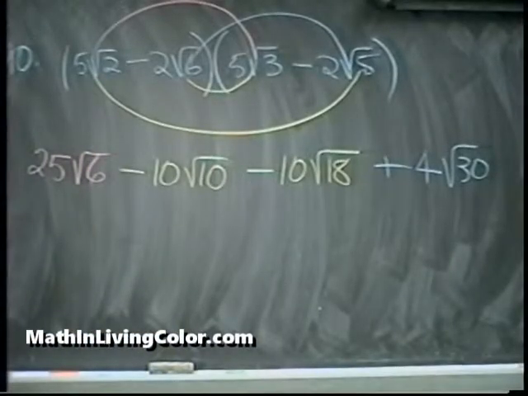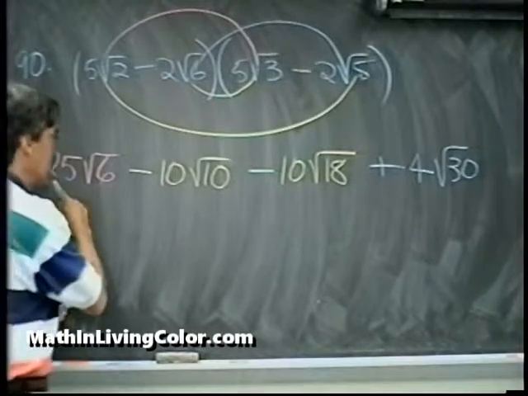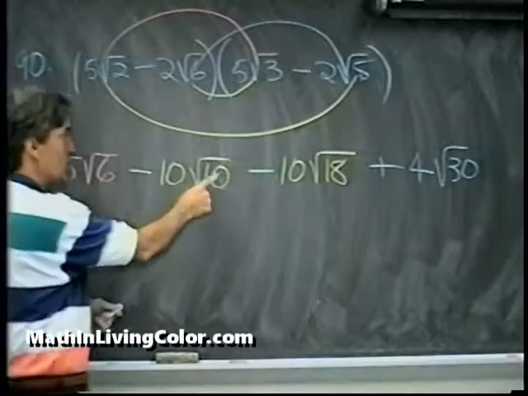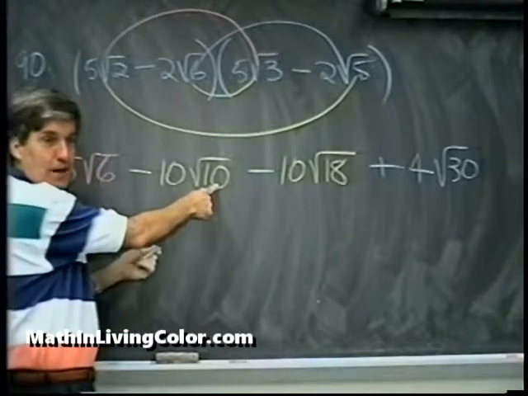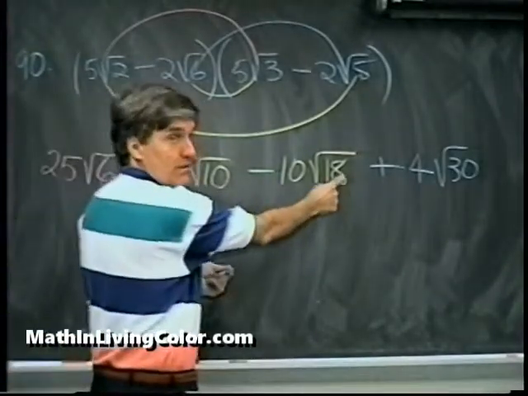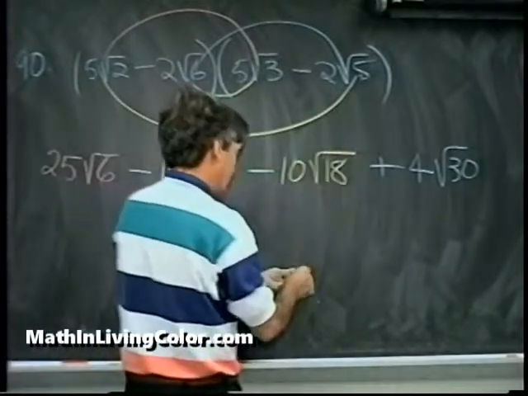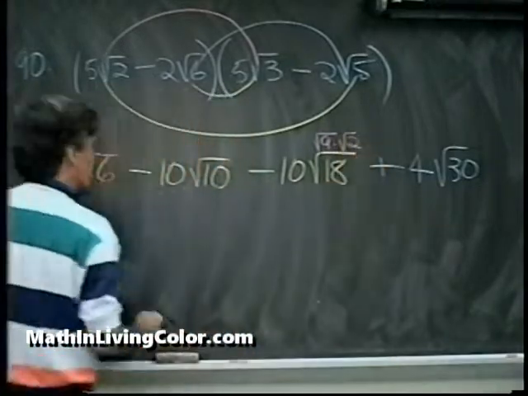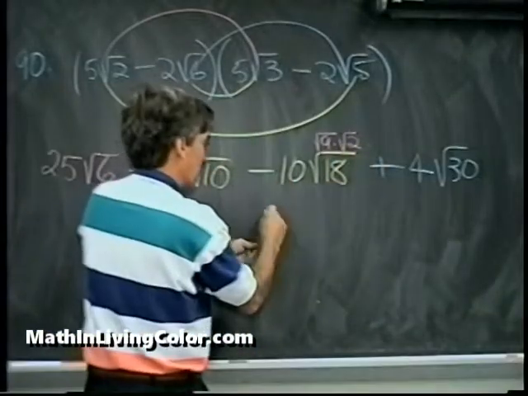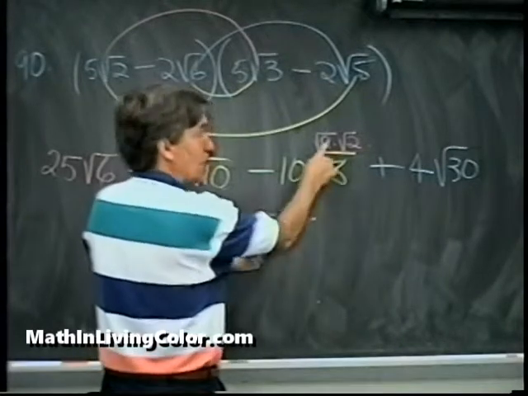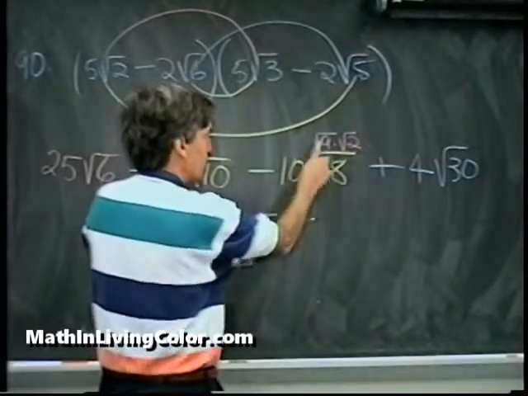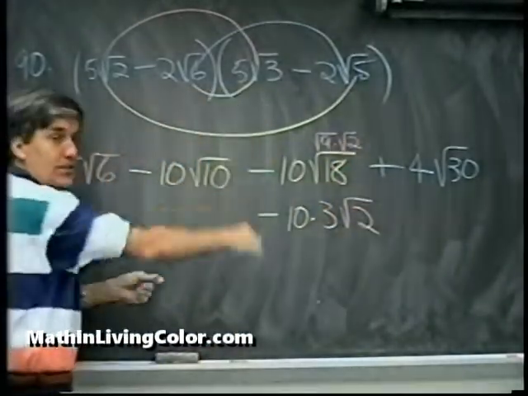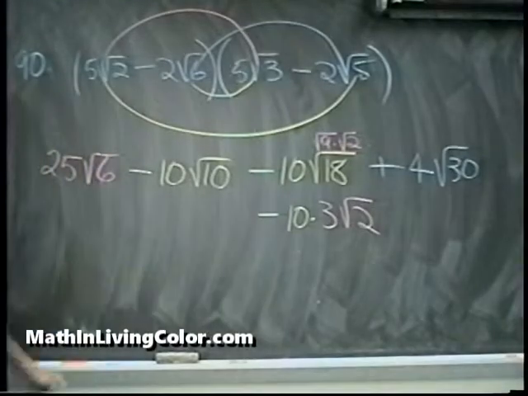Or are we? There's one thing that needs to be done in this. The square root of 6 doesn't simplify because that's just 3 times 2. The square root of 10 doesn't simplify because that's just 5 times 2. What about 18? 2 times 9. We need to have a perfect square of 9. The square root of 9 times the square root of 2. So that would give you a total of minus 10 times 3, square root of 2. That's the only term that simplifies, but we still have to simplify it.